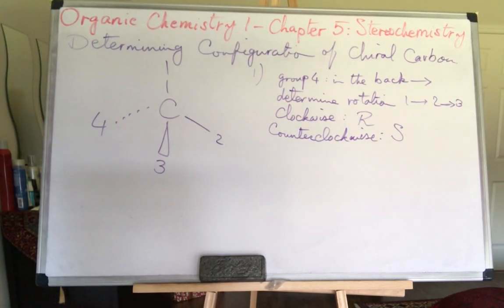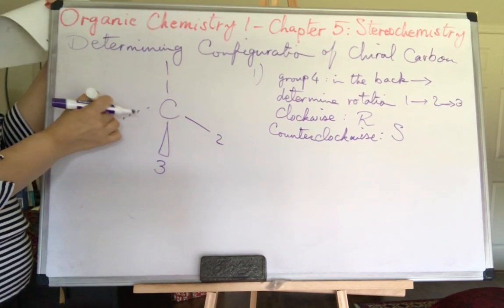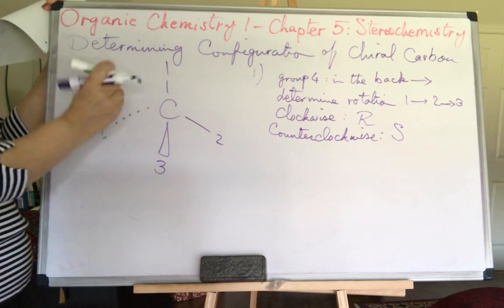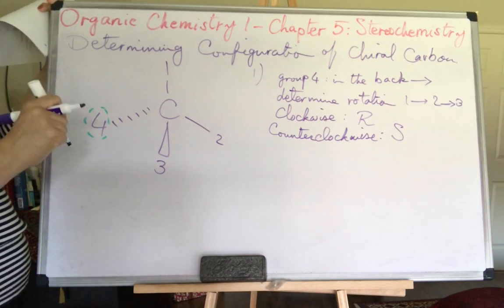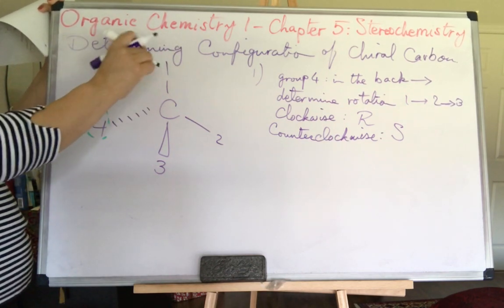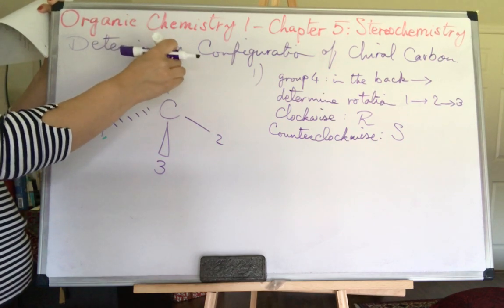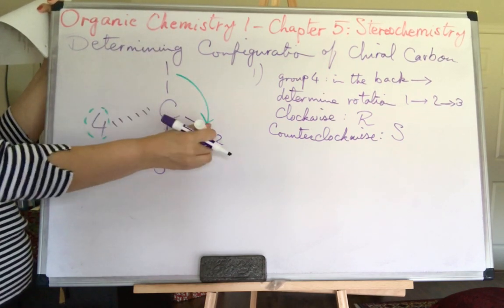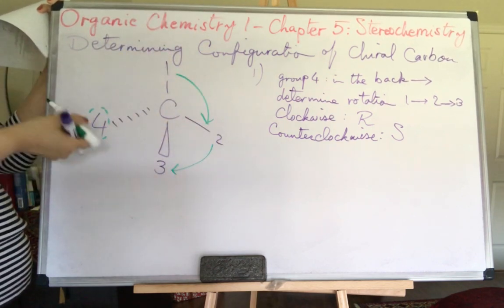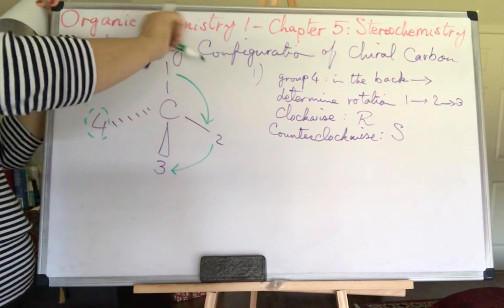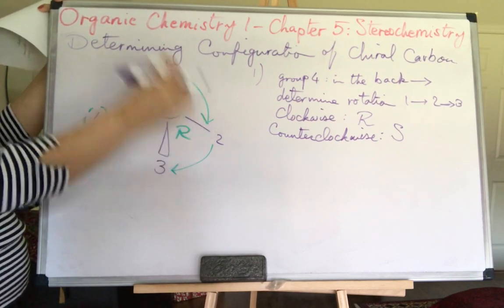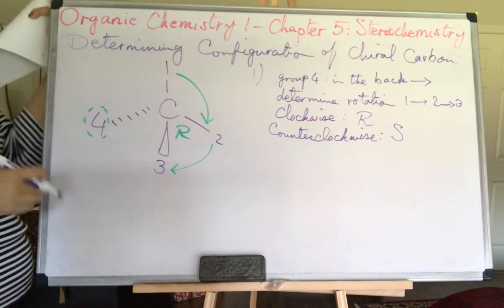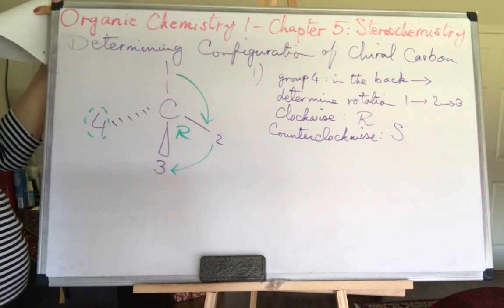So let's determine it for this particular molecule we have here. You see 4 is already in the back. You see it on these dash lines. So let's determine the rotation from group 1 to 2, 2 to 3. What is the rotation? It looks like a steering wheel, right? The rotation is clockwise, so it's an R configuration. It's an R carbon. That's how you label it.